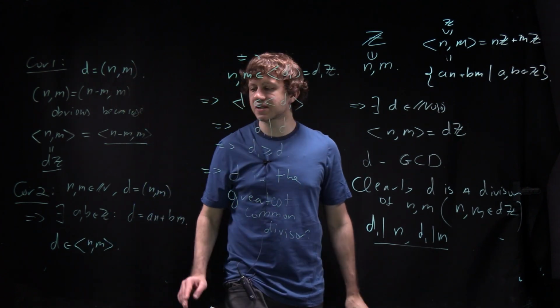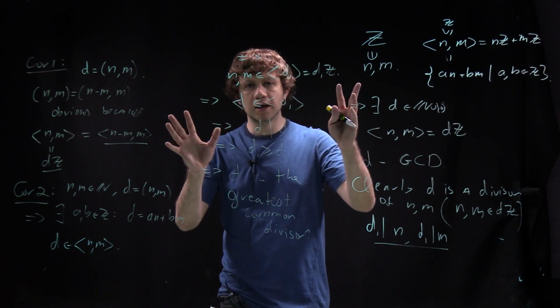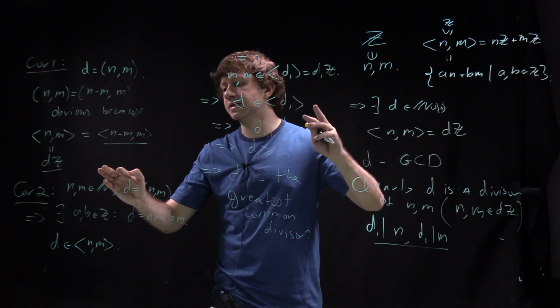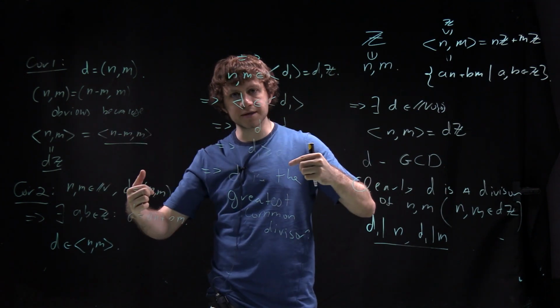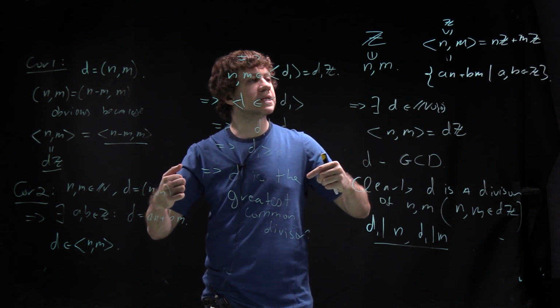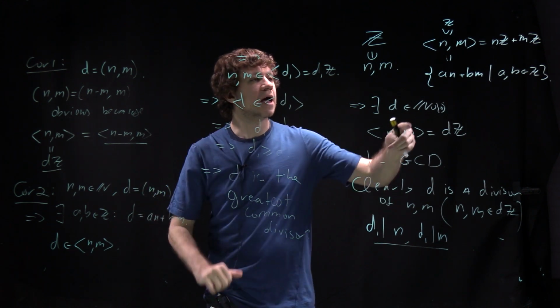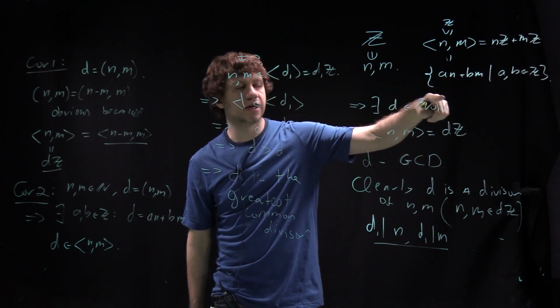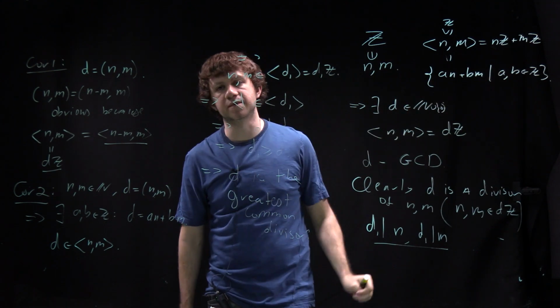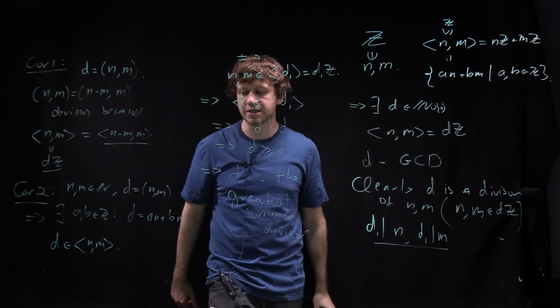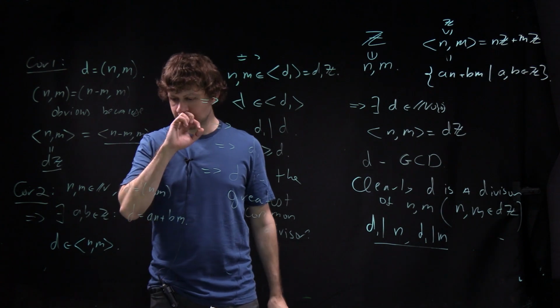So in some sense, this greatest common divisor has a dual definition. You can say that it is the biggest among divisors, or you can say that this is the smallest positive element among elements generated by A and B. And this happens to be the same thing. So that's kind of interesting.